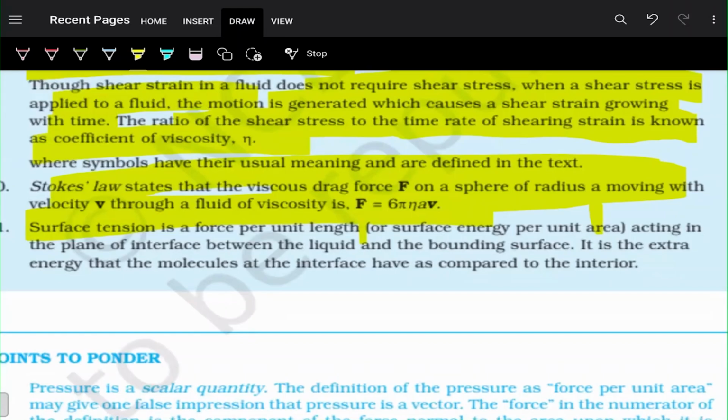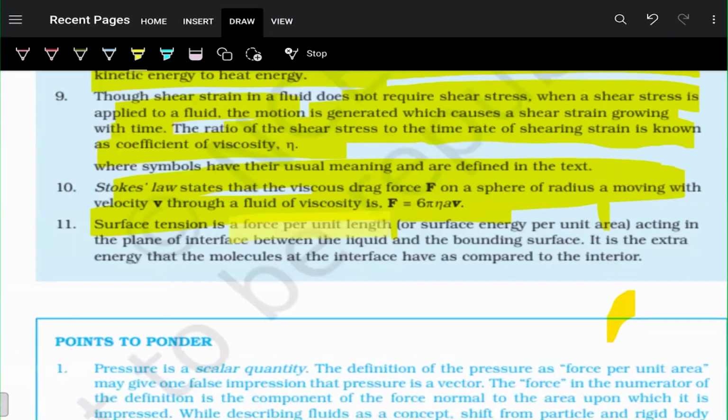Next, surface tension. Surface tension is a force per unit length or surface energy per unit area.